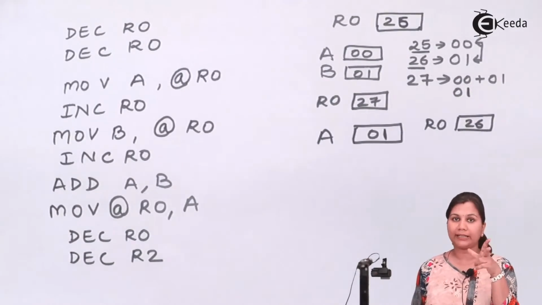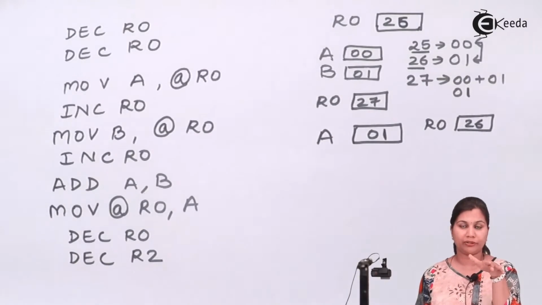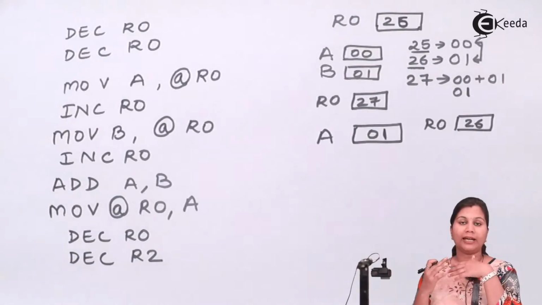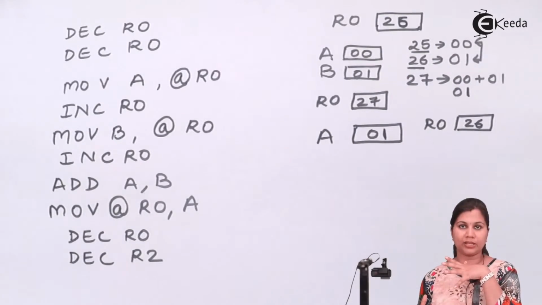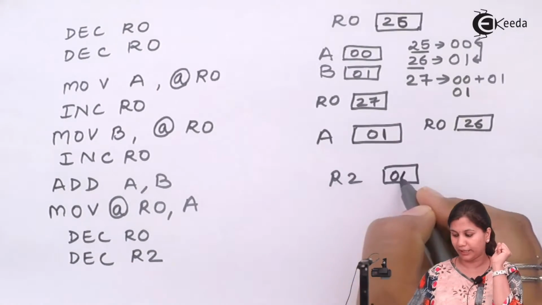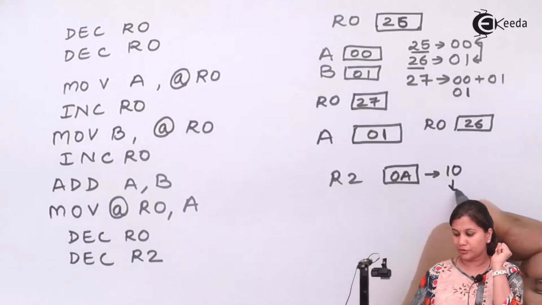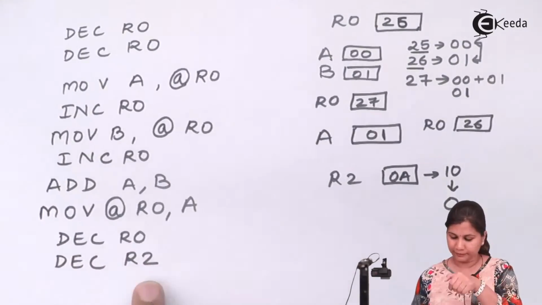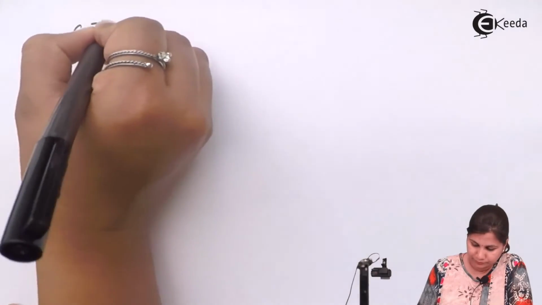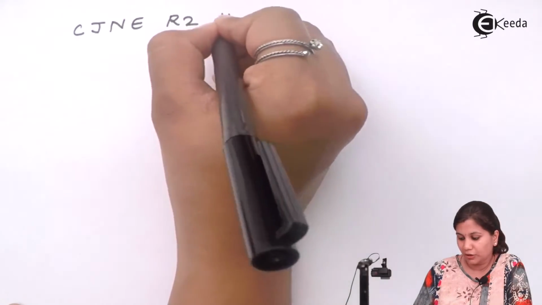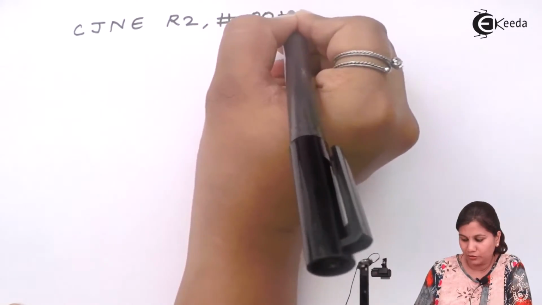Now, because only 10 numbers of the Fibonacci series are to be generated, this process, the addition and storage of the data, is going to repeat 10 times, until this counter, that is the R2 register, which is initialized with the value 10, becomes 0. So the next instruction is decrement. After that, compare this register R2 with the immediate data 00H.